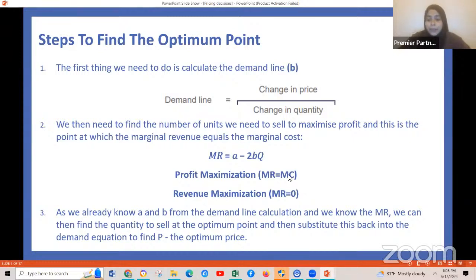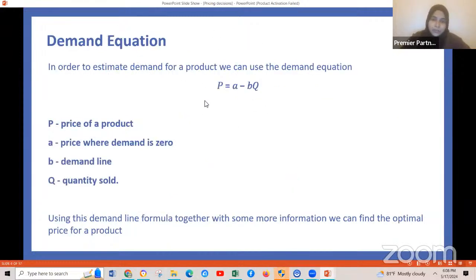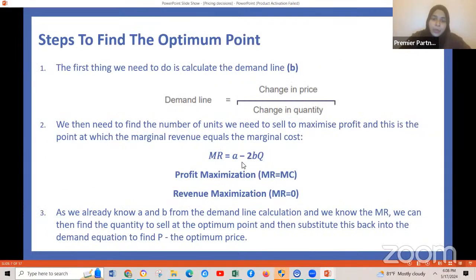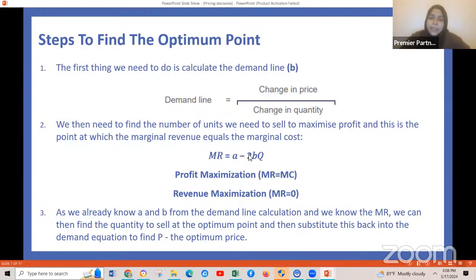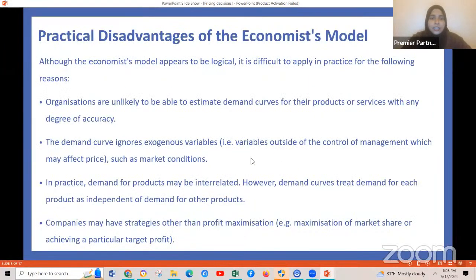How do you calculate MR? We know the price equation. The MR equation is simply, now this is A minus BQ. MR is A minus 2BQ. You equate this MR equation to MC and that will be the profit maximization point. If you want revenue maximization, you have to equate this to 0. So we'll see how that is used.